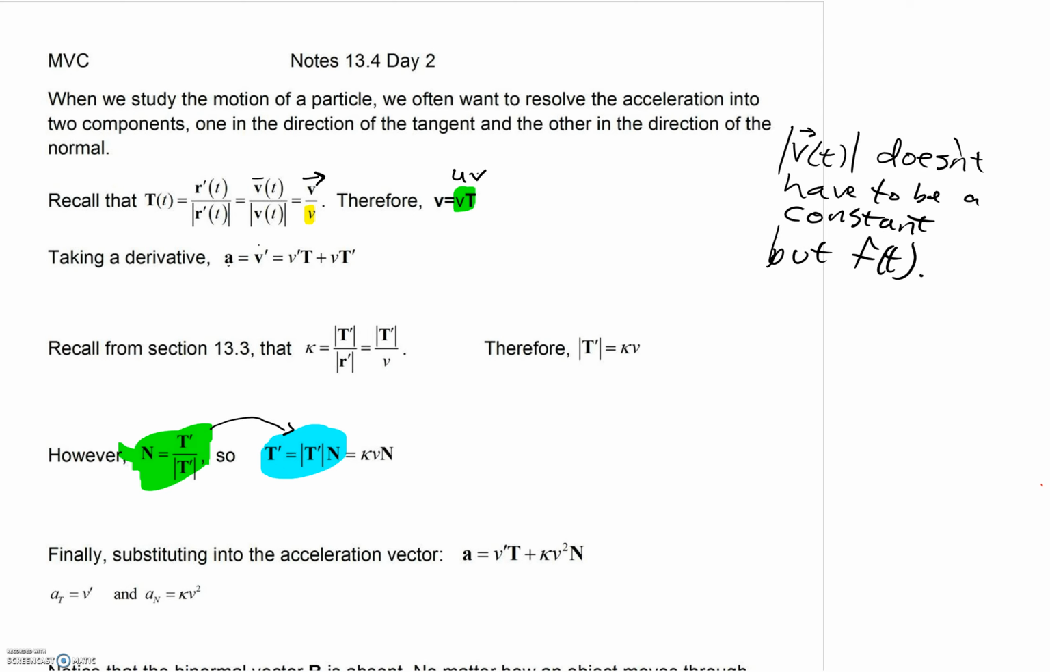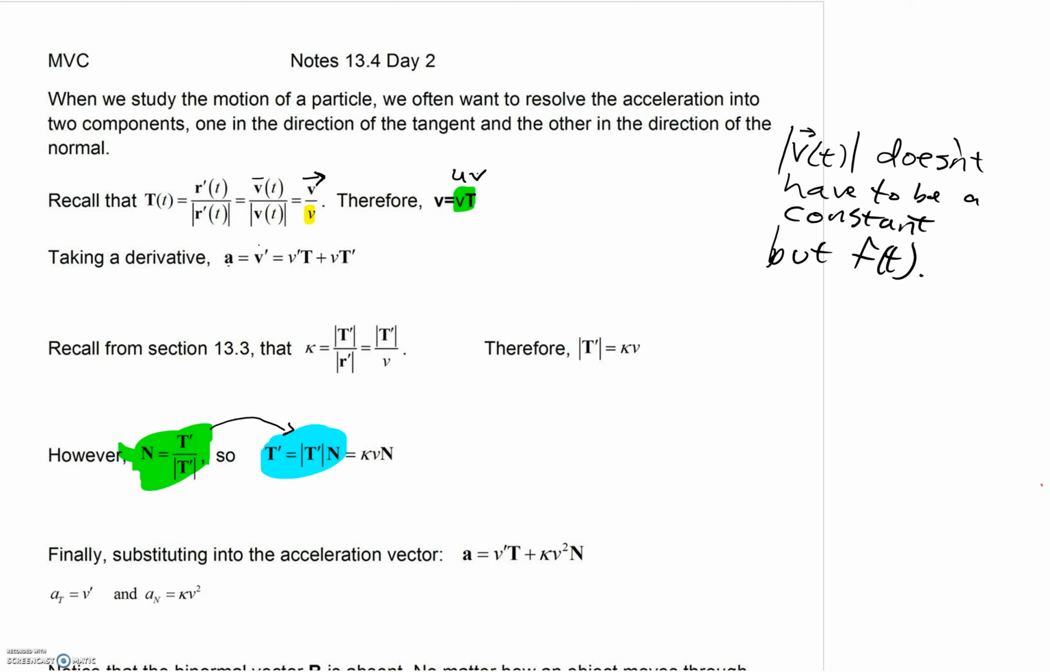Multivariable calculus, we're still in section 13.4, day 2, and take a look at the very top of the notes here. It says, when we study the motion of a particle, we often want to resolve the acceleration vector into two components, one in the direction of the tangent and the other in the direction of the normal. This happens quite a bit in physics. So we're going to derive that, breaking it into those two components.